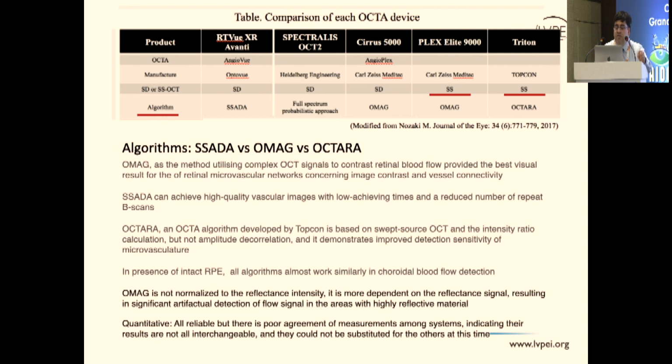The OCTARA, which is developed by Topcon, is a very high resolution scan, and it is best at developing the microvessels in deeper tissue in terms of choroid. In the presence of intact RPE, all algorithms work almost equally well in choroidal blood flow detection. In quantitative analysis, where there are a lot of high reflectance materials like hard exudates present, OMAG can over-diagnose vasculature. So these are small subtle differences between the machines that you have to keep in mind. In terms of quantitative analysis, all of them work almost the same.